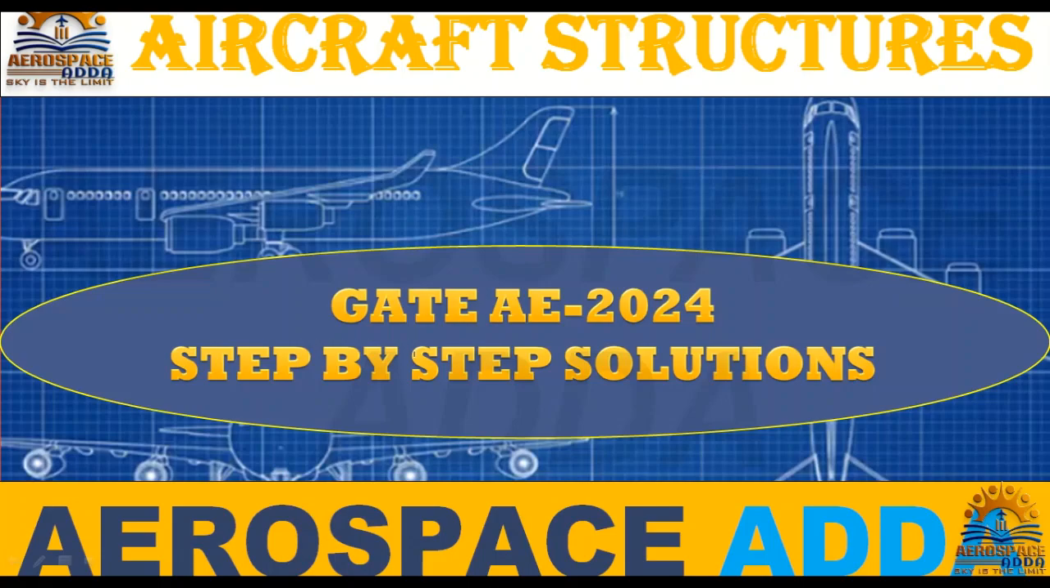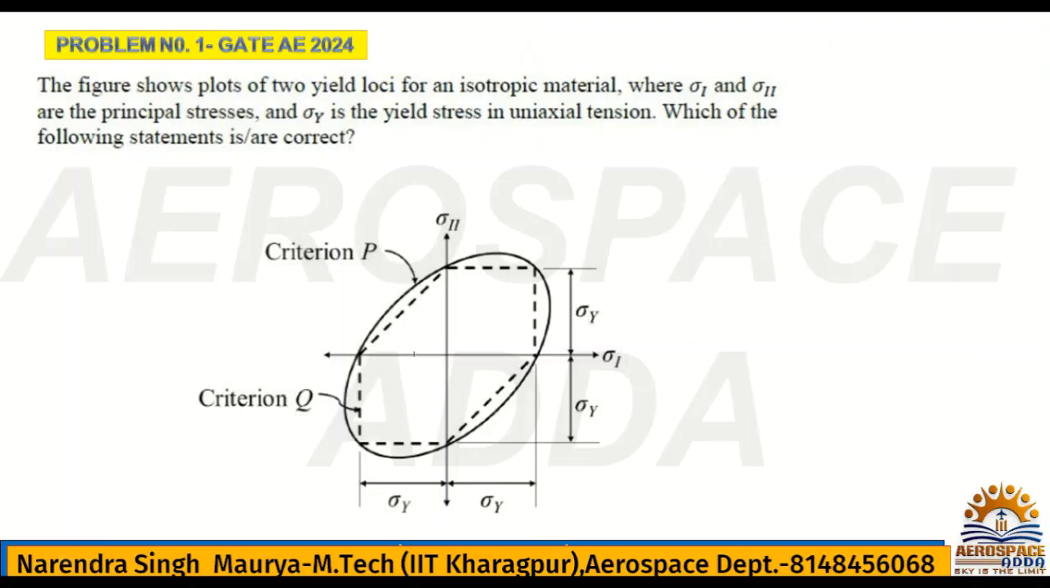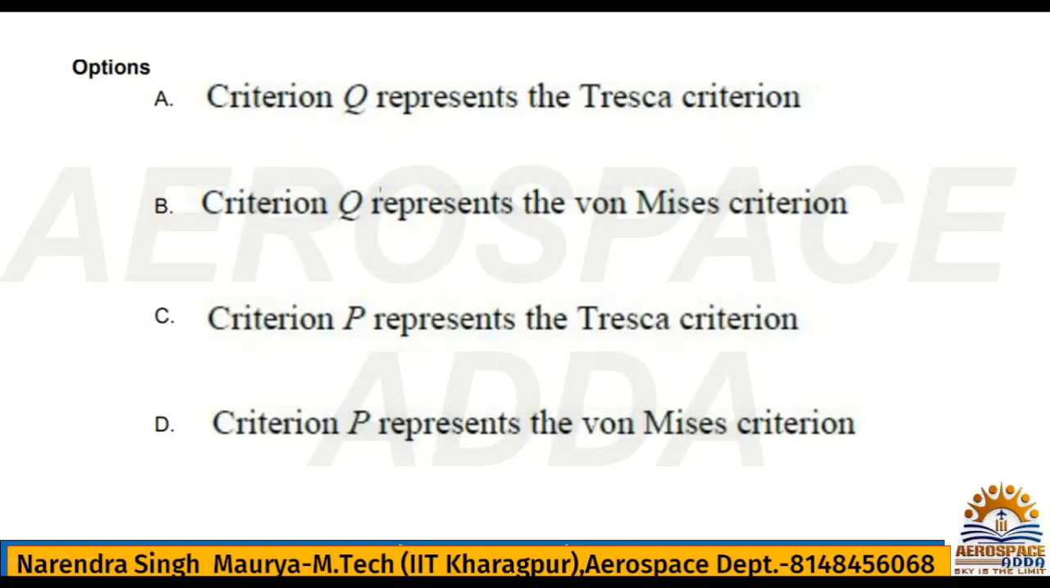And here the first question I'm taking. The figure shows plots of two yield loci for an isotropic material, where sigma 1 and sigma 2 are the principal stresses and sigma y is the yield stress in uniaxial tension. Which of the following statements is/are correct? Here I have written the options.